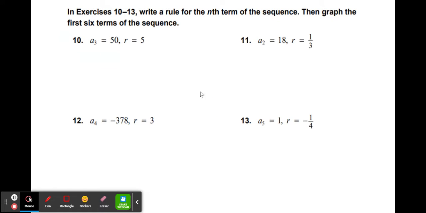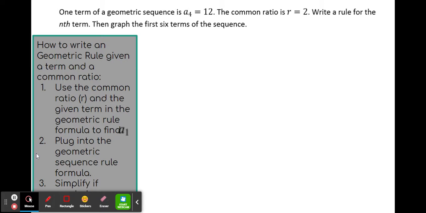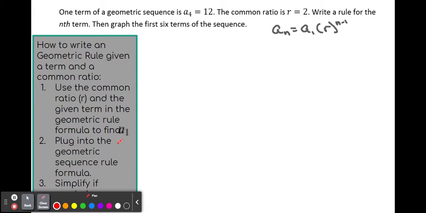Okay. If you're given a random number, a random term, and the ratio, how do we find that? So again, here's our rule. Well, you just plug in everything you know, and you work your way through to solve for A1. Okay, so I know A sub 4 is 12. I know the R is 2. So A sub 4, 12 goes in the A sub n spot. A1 is what I don't know. R is 2. And then your n, remember, is that 4 there? So 4 minus 1. And again, you would just work through and solve that.